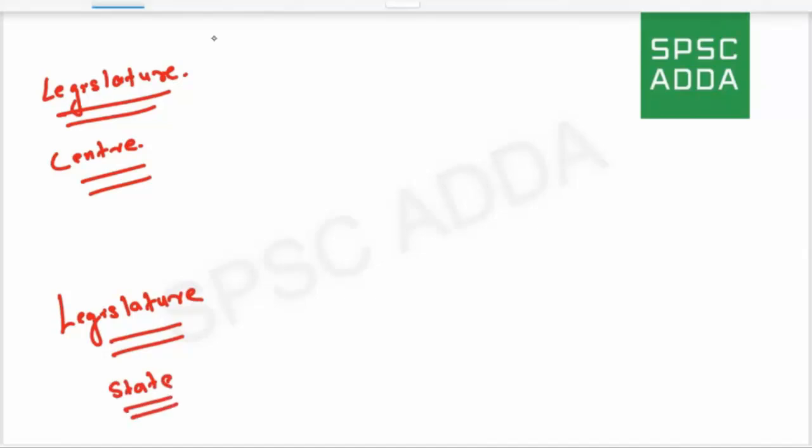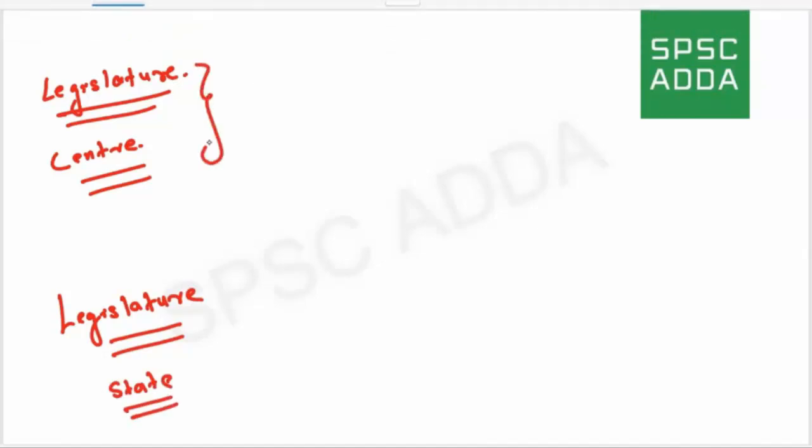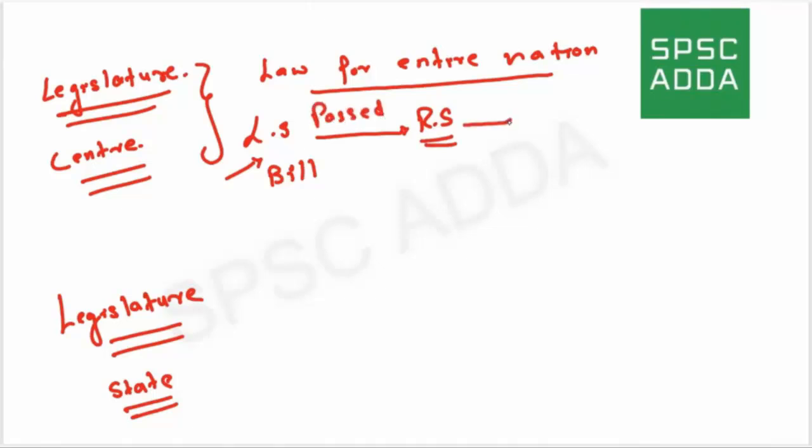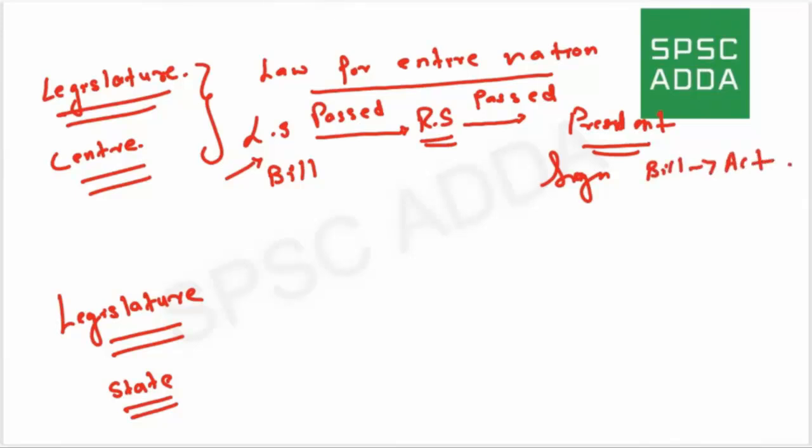Now understand, if we need to create a law for the entire nation, the bill has to be presented in Lok Sabha. From there, it will go to Rajya Sabha. Once it is passed from there, it will go to the Honorable President. And if the President signs, the bill will become an act. You are clear with this. This same procedure takes place for a particular state as well.